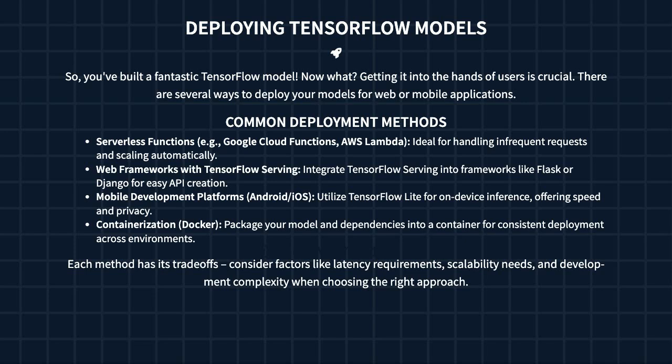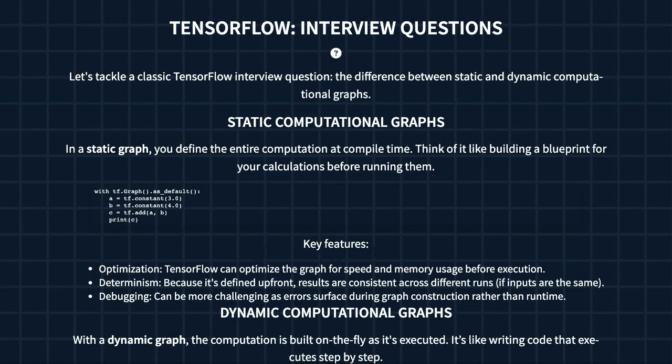Okay, let's dive into a common TensorFlow interview question: understanding the difference between static and dynamic computational graphs. A static graph is like creating a detailed blueprint for your calculations before you start building anything. This allows TensorFlow to optimize it for speed and efficiency. It's also very predictable. If you run it again with the same inputs, you'll get the same result.